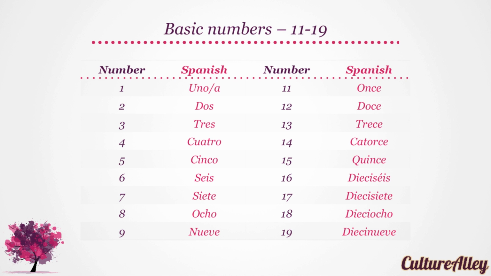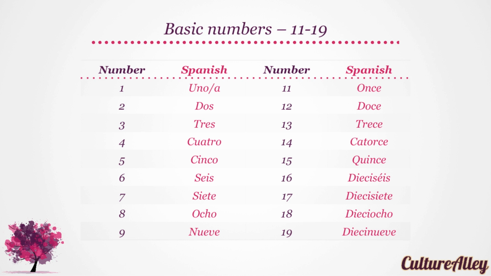Good. Moving on. 6 is seis, and 16 is dieciséis. Try saying that. Dieciséis. 7 is translated as siete, and 17 becomes diecisiete. Say that, please. Diecisiete. 8 will be ocho, and 18 will be dieciocho. Can you say that? Dieciocho. 9 becomes nueve, and 19 is translated as diecinueve. Say that also.